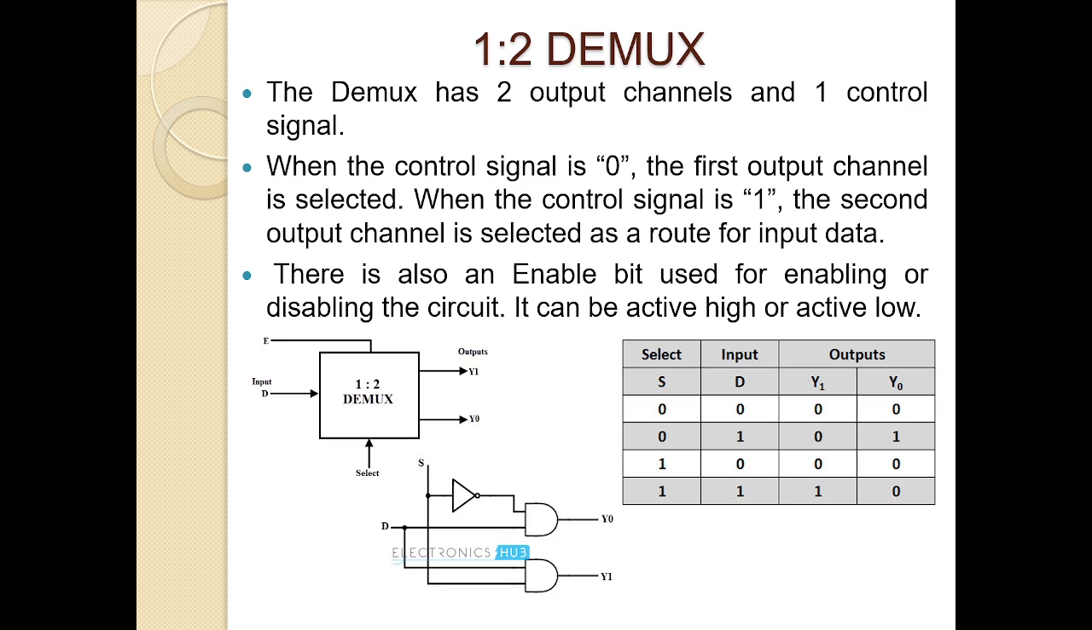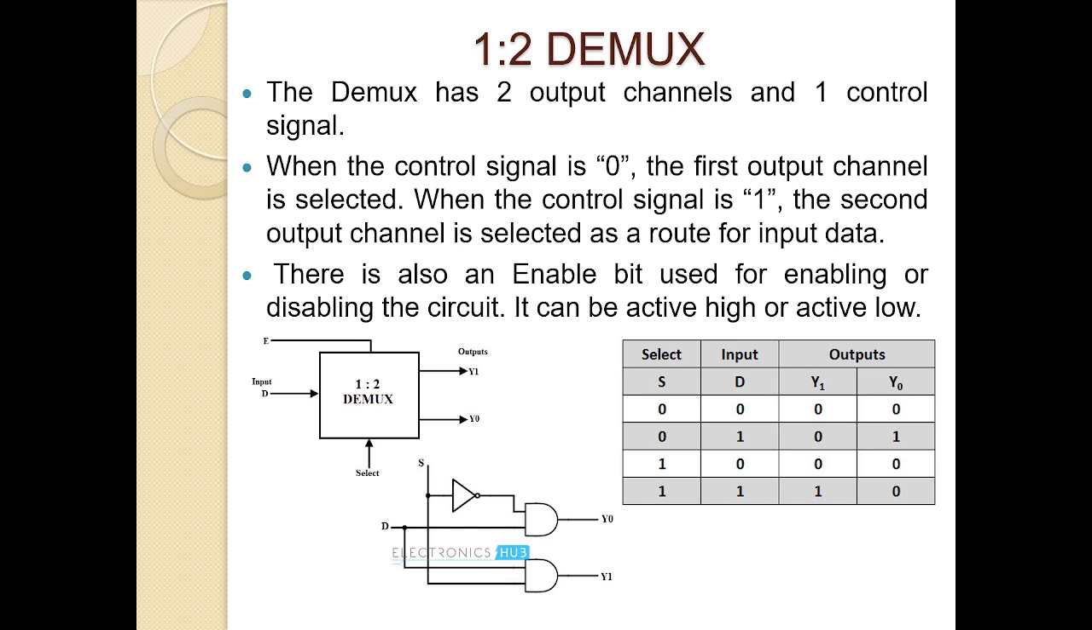Here we have the block diagram of the 1:2 demux. The input is 1, that is D, and we have the enable input E, and the selection line is 1, that is S. The outputs are 2 because it's 1:2, so the two outputs are Y0, Y1.